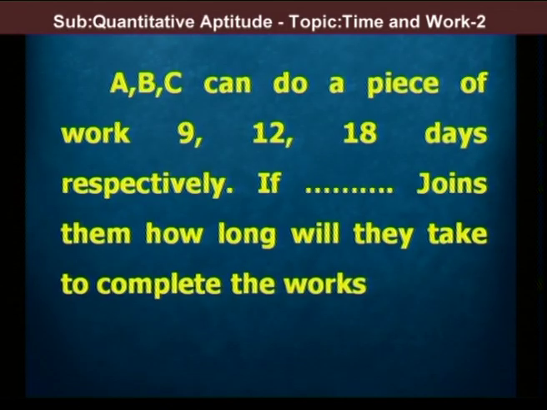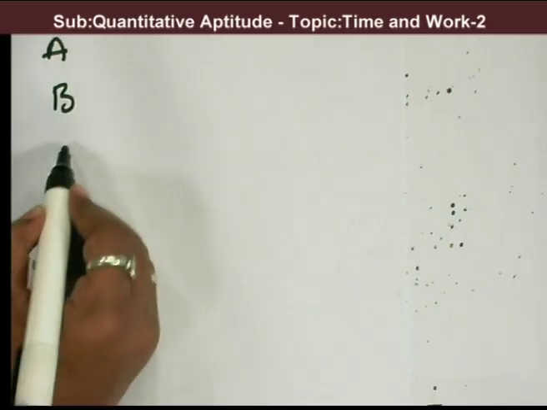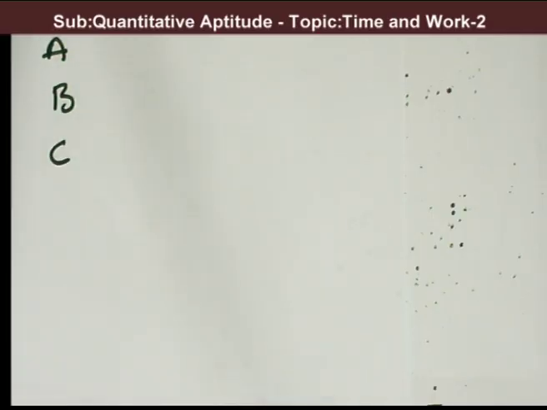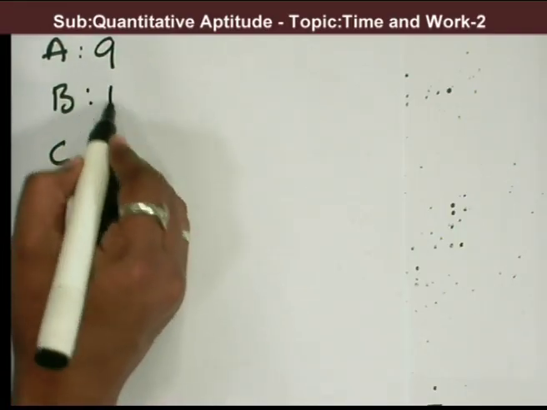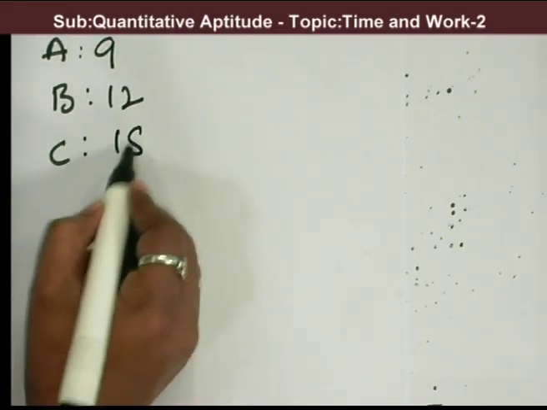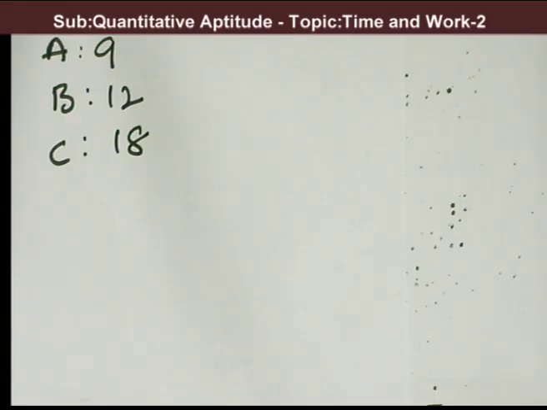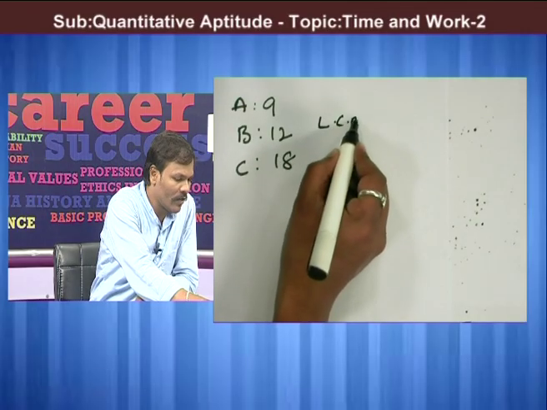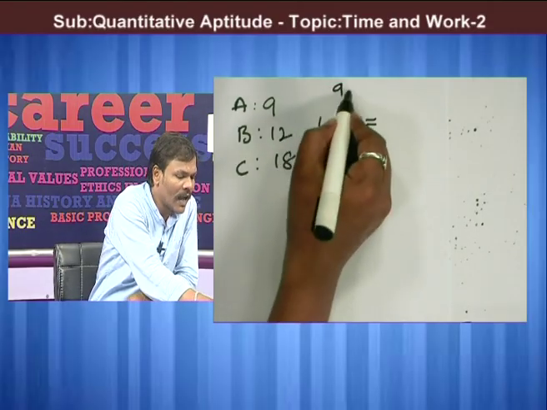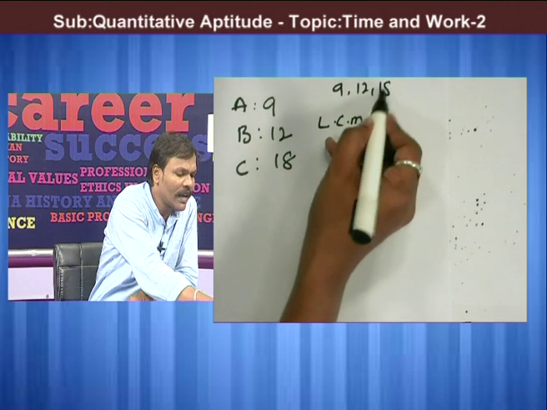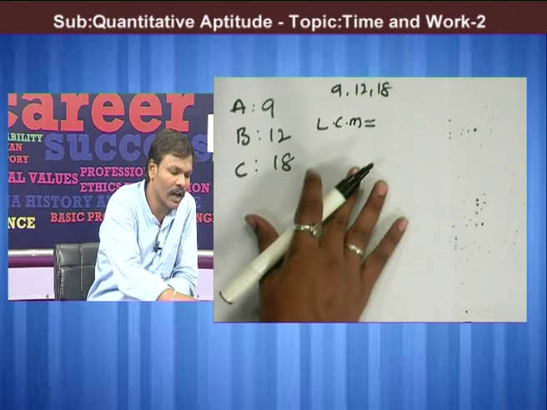In that means again we have A, B, C. What are the working days of A, B, C? 9, 12 and 18. So, when we have 3 values, we are taking LCM. You have to remember, we are taking LCM. What is the LCM of 9, 12, 18?